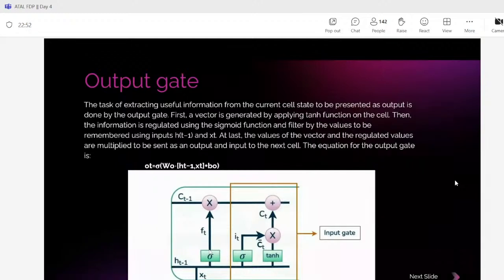The equation for the output gate is ot is equal to sigma of Wo, a function of h of t minus 1 comma xt, and it's also added with the bias of the output gate. So this is your output gate function.